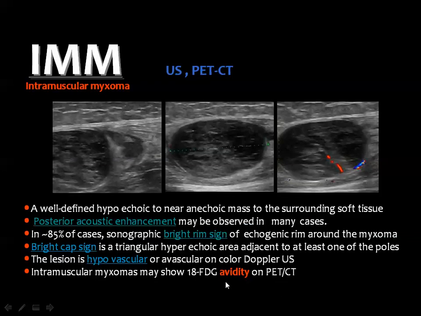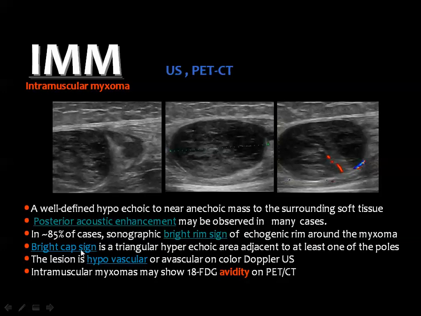Then by ultrasound, you get this hypoechoic mass with minimal or little vascularity around the tumor. In about 85% of the cases, there is a bright rim surrounding the tumor from one of its poles. And here you may see that there is a bright rim, which is known as the bright rim sign, around the tumor. This is not, of course, a significant sign, but it's just a finding.